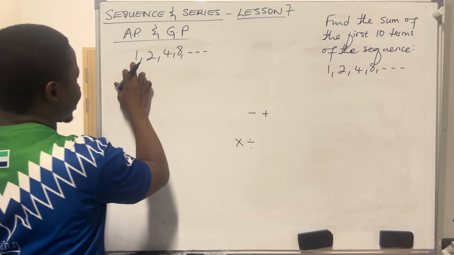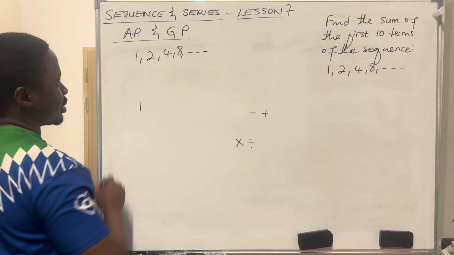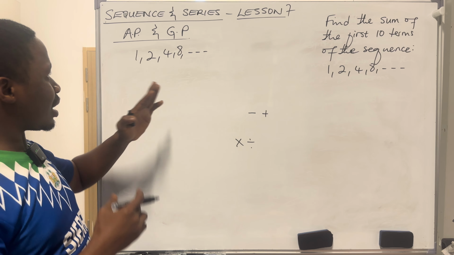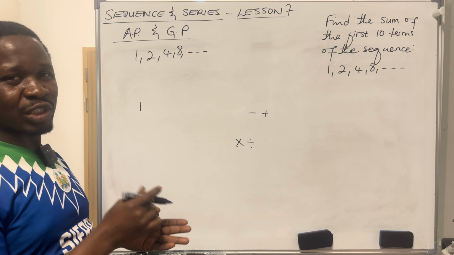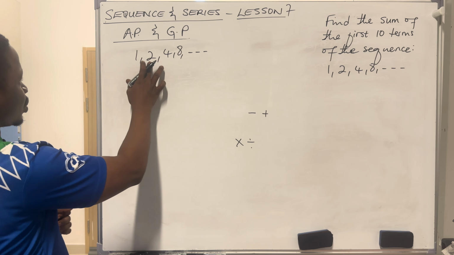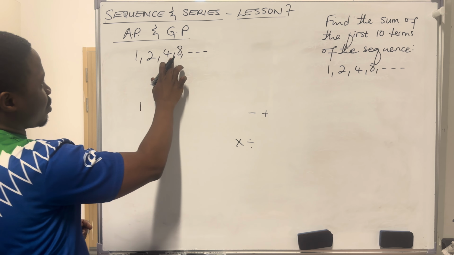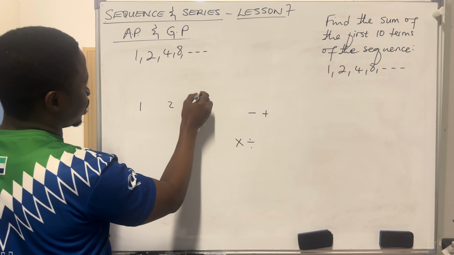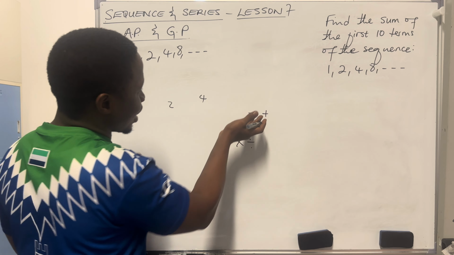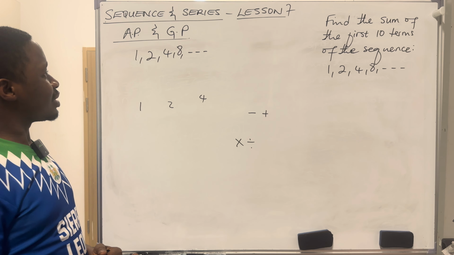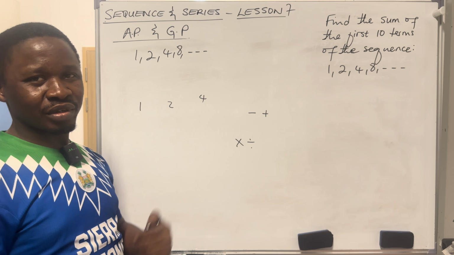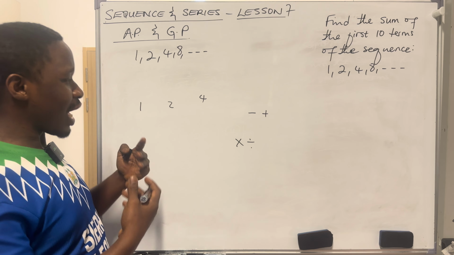2 minus 1 is 1. Don't accept 1 to be the common difference, because it has to be consistent. 2 minus 1 is 1, 4 minus 2 is 2, 8 minus 4 is 4. So we don't have a fixed number by subtraction. Once you don't have a fixed number, don't even try it. It means it is not an AP.